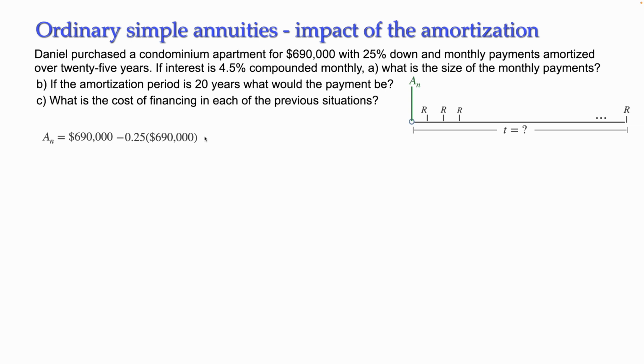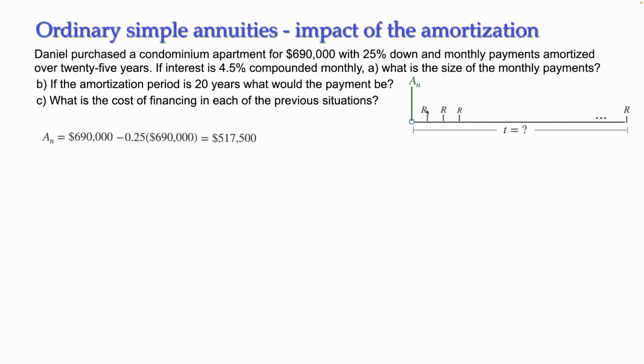690,000 minus 0.25 multiplied by 690,000. So the answer is 517,500. So this is AN. And I need to pay this AN plus interest with these payments. So let's answer this situation.